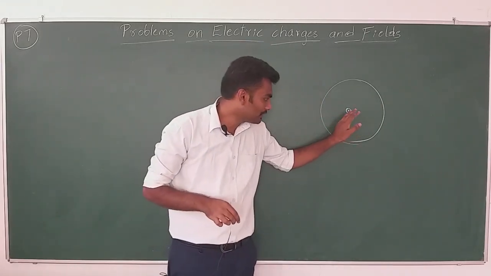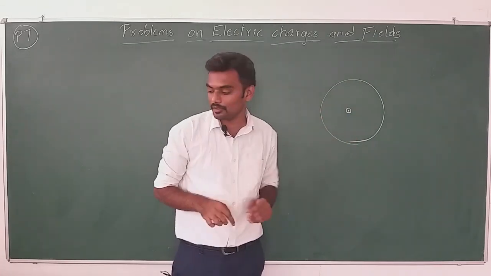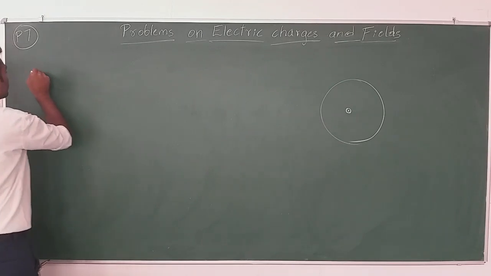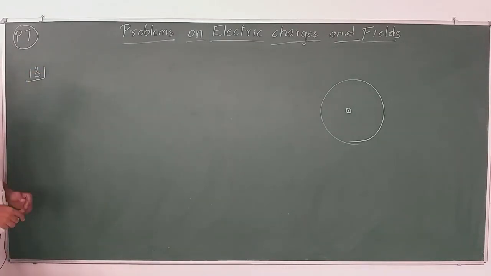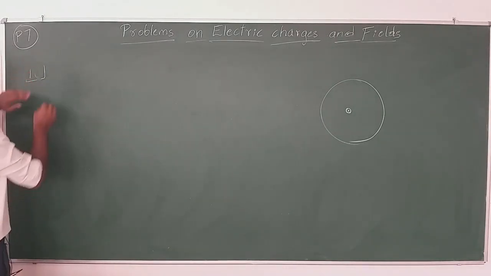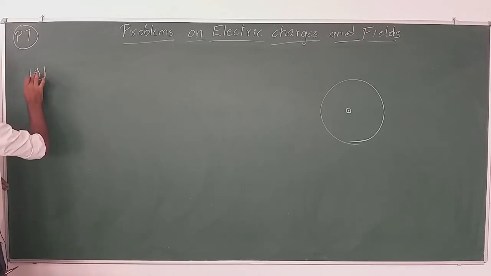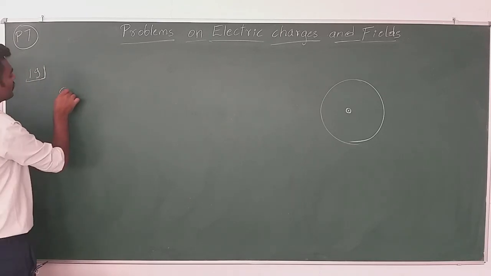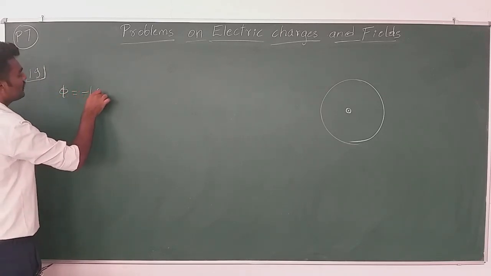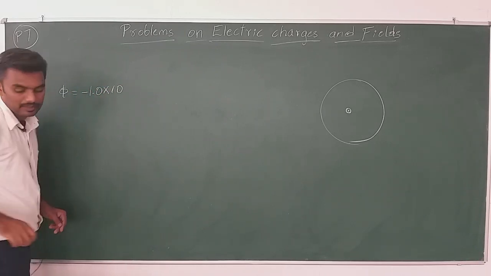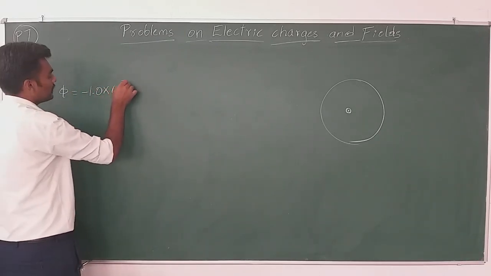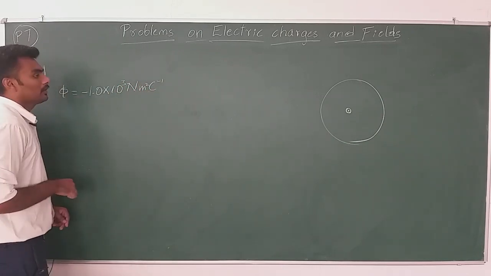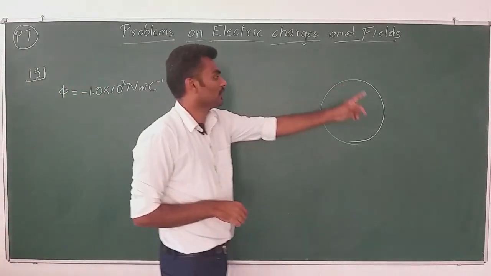Now we don't know what is the amount of charge kept here, but we do know the total flux experienced by the surface. So the total flux experienced by the surface is given, question number 19, which is minus 1.0 into 10 to the power of 3 Newton meter squared per coulomb. So this is the total flux experienced by this Gaussian surface.